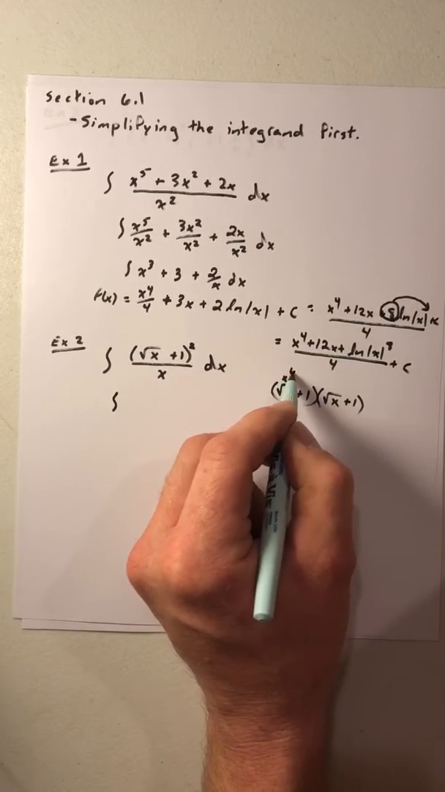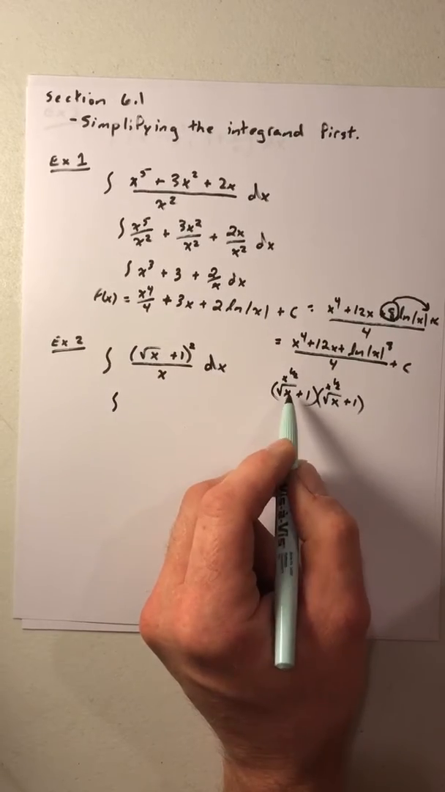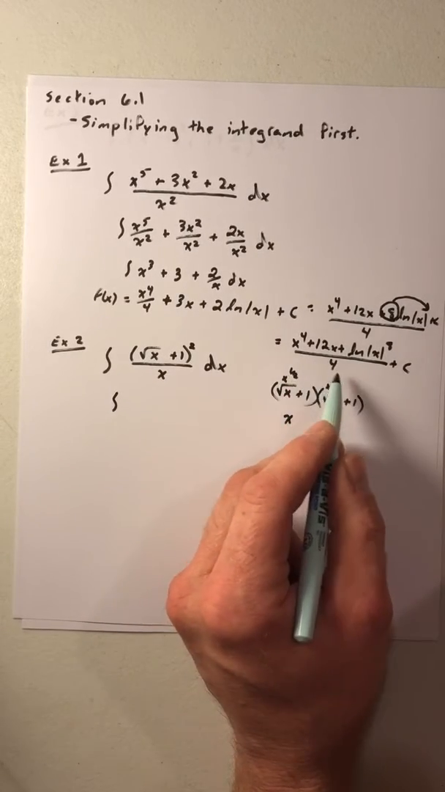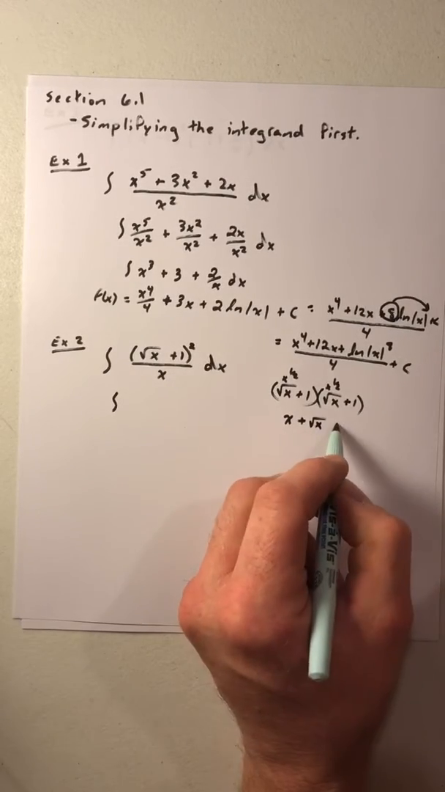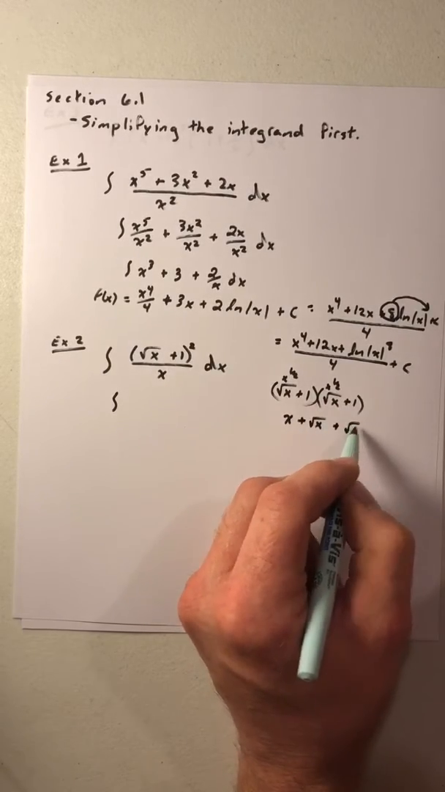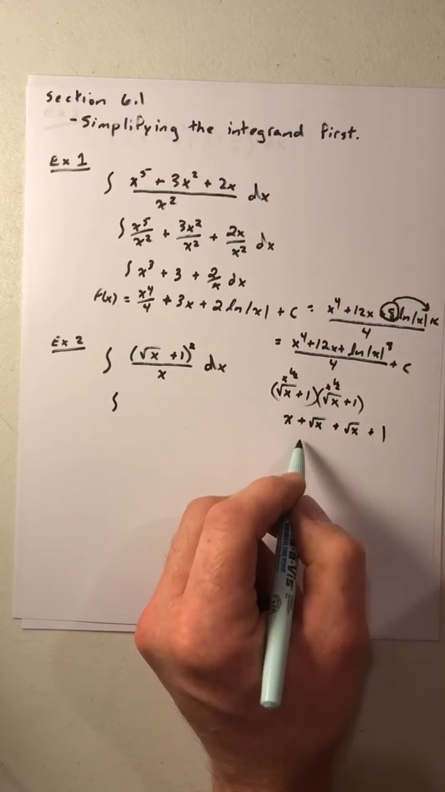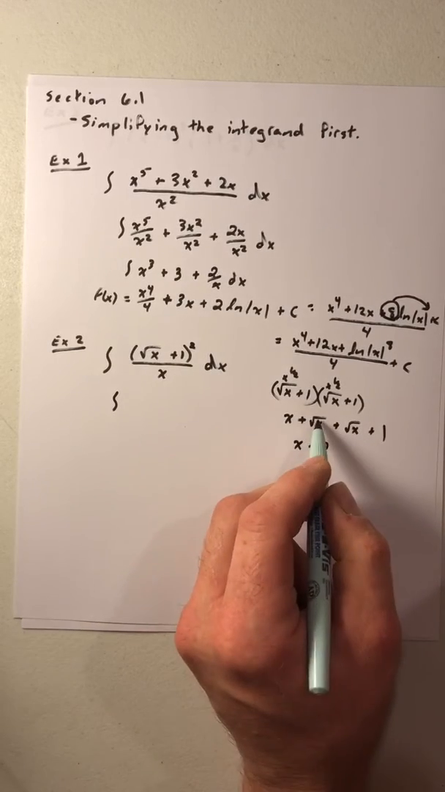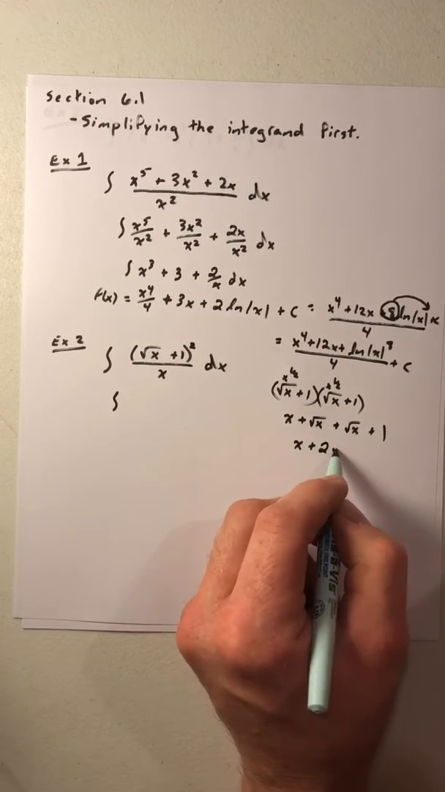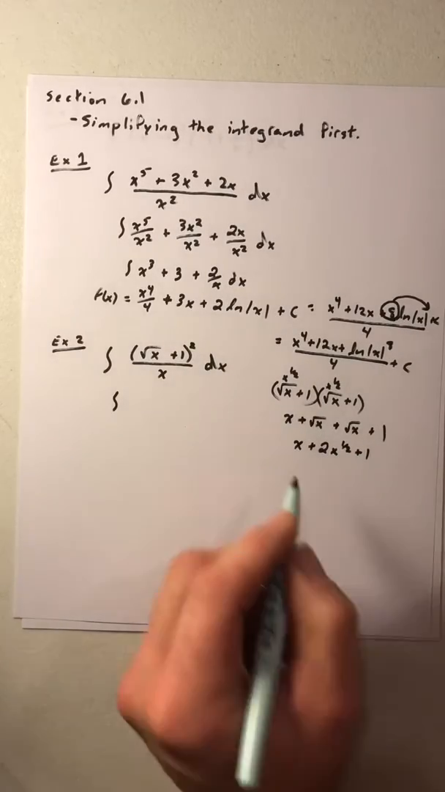Remember, this is x to the 1/2 times x to the 1/2. We add exponents when we're multiplying common bases. X to the 1/2 times 1 gives us the square root of x, or x to the 1/2, plus another square root of x, plus 1 times 1 gives us 1. So I can rewrite this as x plus, I'm going to go ahead and rewrite that radical as a fractional exponent, 2x to the 1/2, plus 1.